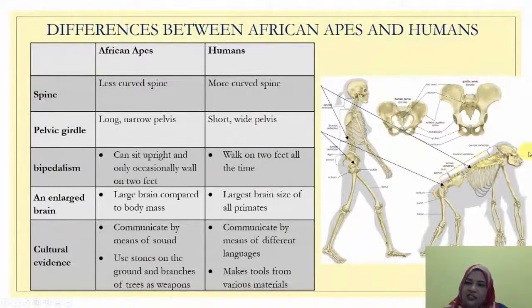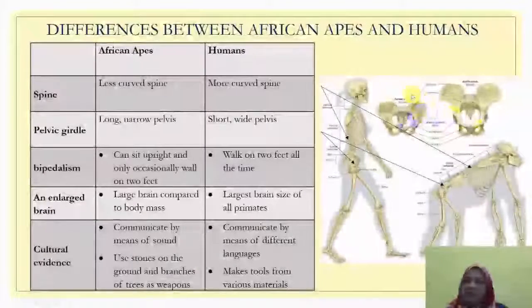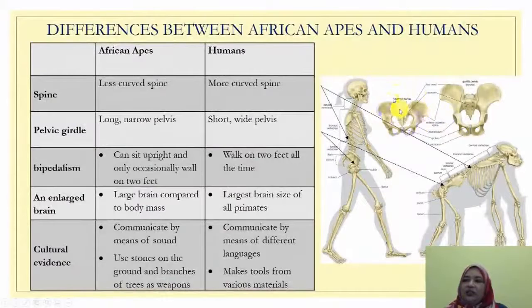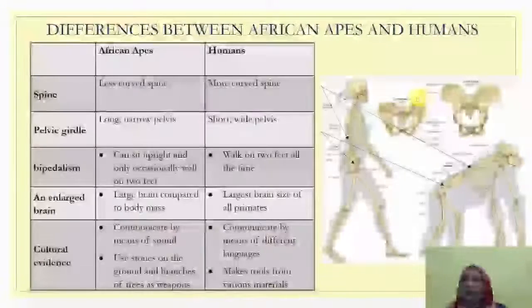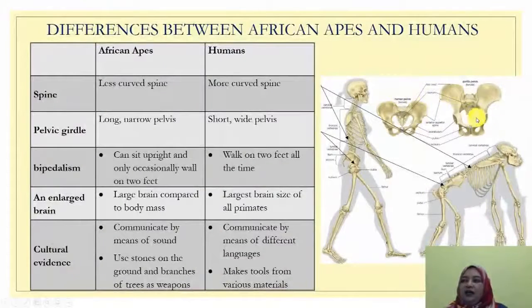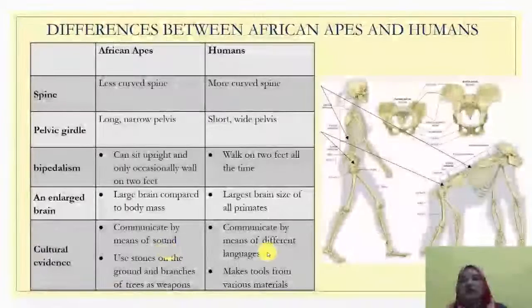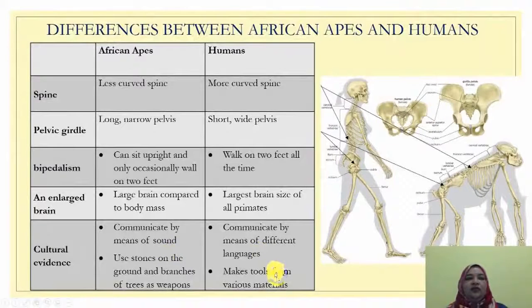Quadrupeds have C shapes, the pelvic girdles are also different, right? Humans have broader, short, wide pelvises, while apes have long and narrow ones. And humans have larger brains than their ape counterparts. And then cultural differences would be how we communicate and the tools that we use.